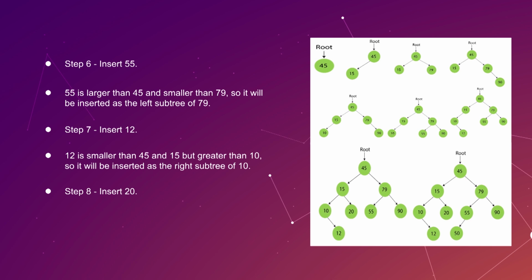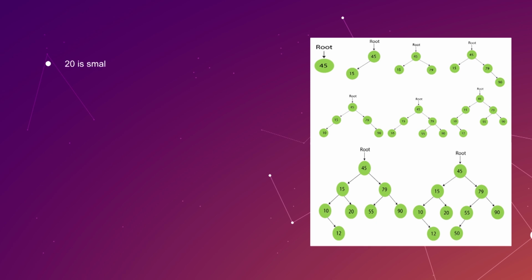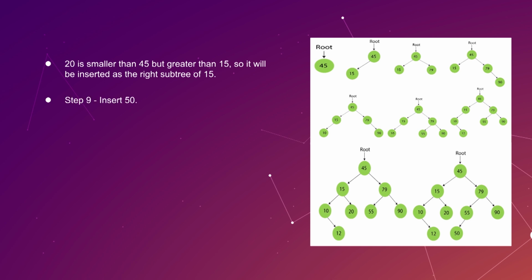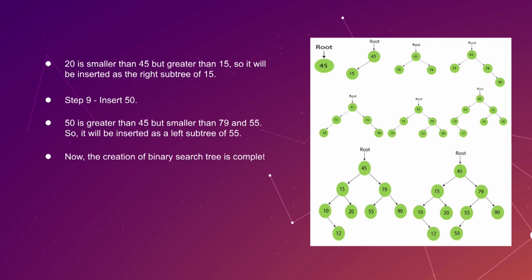Next element is 20. 20 is smaller than 45, but greater than 15. So, it will be inserted as the right subtree of 15. Next element is 50, that is the last element. 50 is greater than 45, but smaller than 79 and 55. So, it will be inserted as the left subtree of 55.